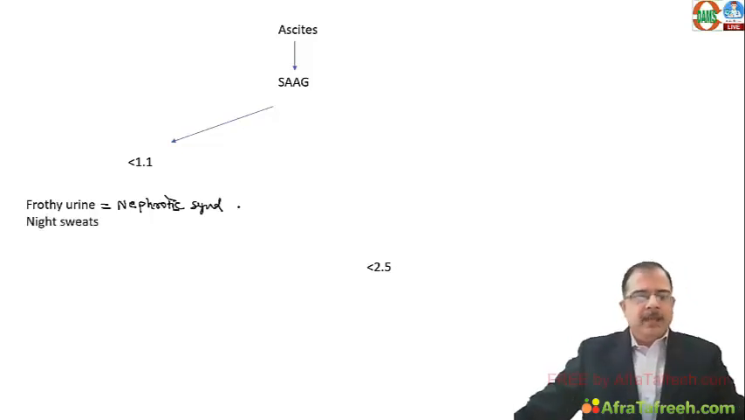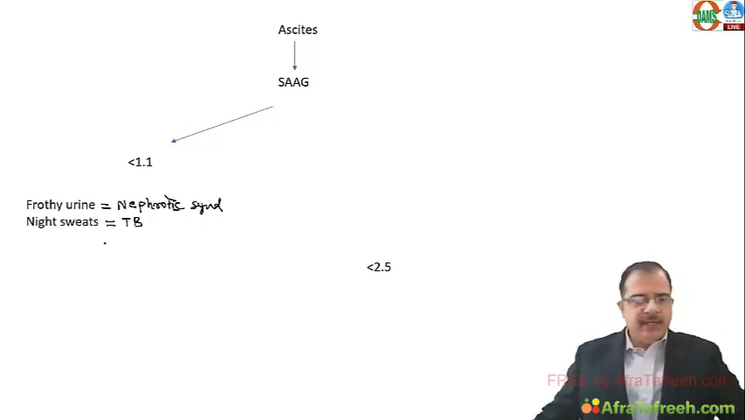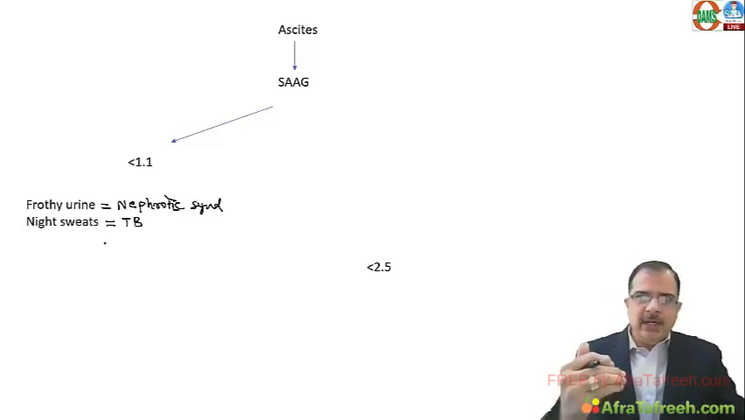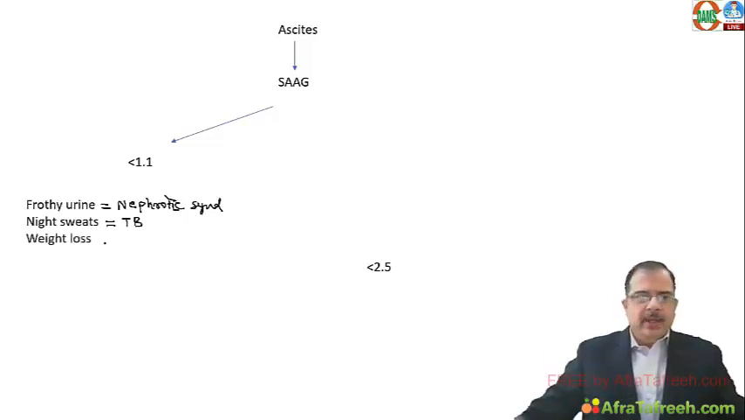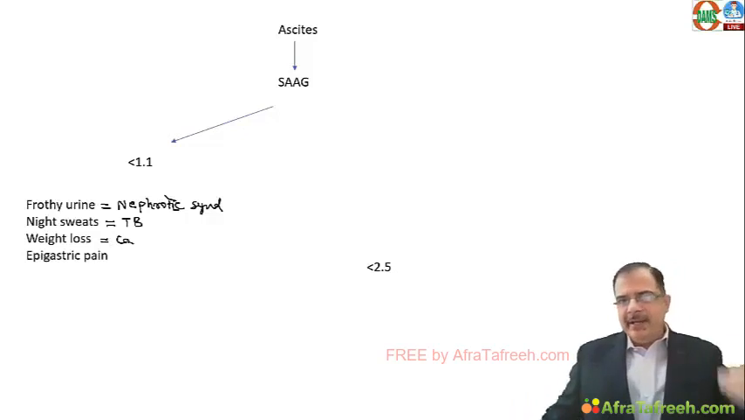While night sweats is the keyword for tuberculosis affecting the peritoneum, leading to ascites in which the peritoneal albumin is high. Weight loss will suggest more of cancer, as well as tuberculosis also, but cancer will be the main diagnosis for an ascites case. Epigastric pain radiating to the back is suggestive of acute pancreatitis.